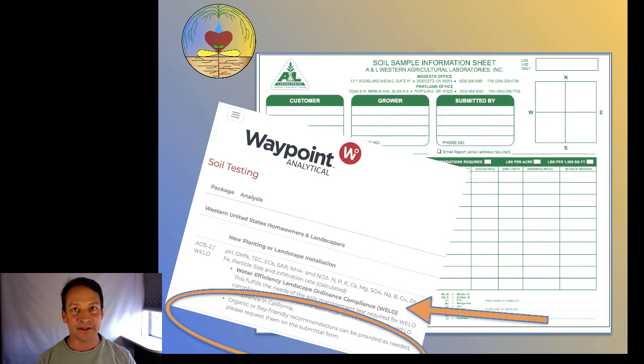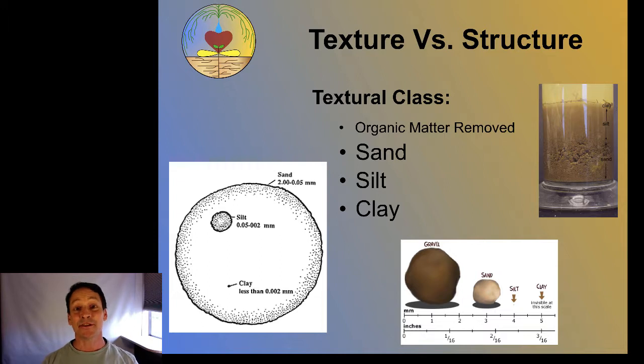So there's several different labs you can go to. Here's a great one at Waypoint. They actually have one that is for the WELO, and you can ask for organic or bay-friendly recommendations. So that's really nice that they have stepped up and said, okay, we know folks are having to do these reports for WELO compliance. And they're even prompting folks to be bay-friendly and organic. So that's fantastic. So let's just go through those different things that they're going to tell you. And just a short explanation. I'm not going to get too in-depth.